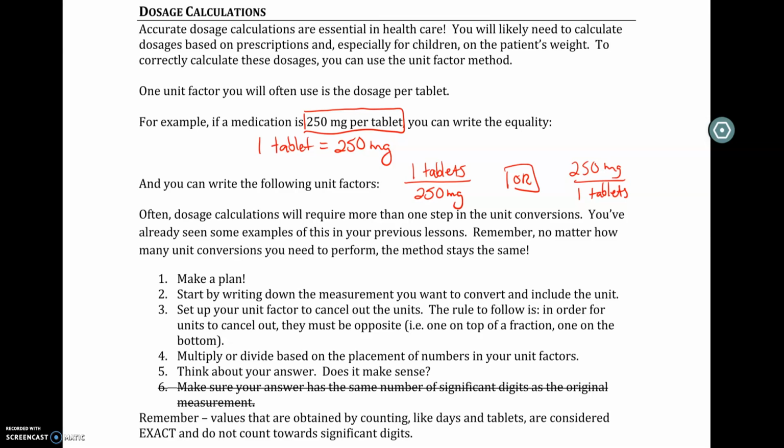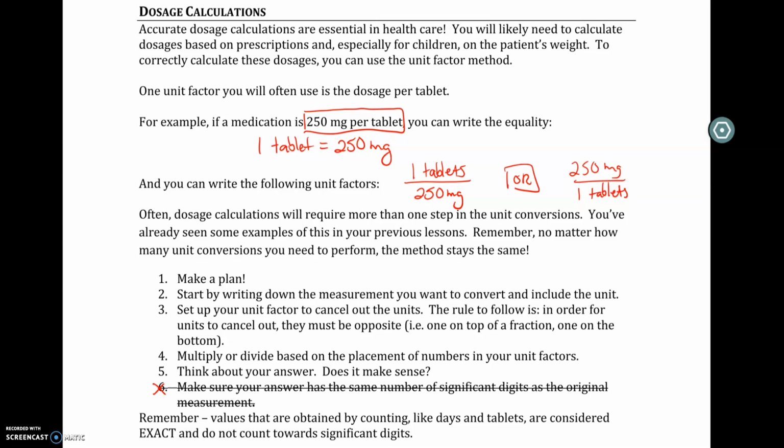Okay, we have our multi-step process for doing conversions that we're familiar with. One thing is that we're going to, again, stop rounding based on significant digits when we're doing dosage calculations, because we're often counting things like days or tablets or exact, and so significant digits don't count for them.